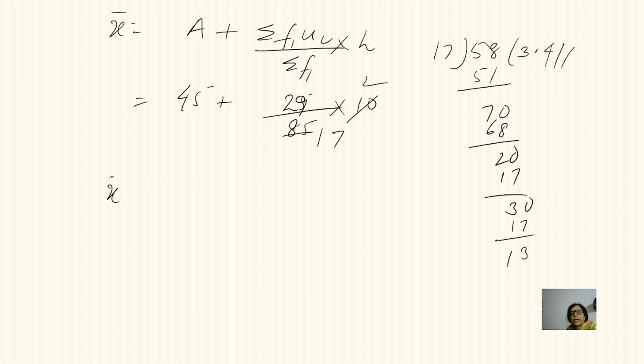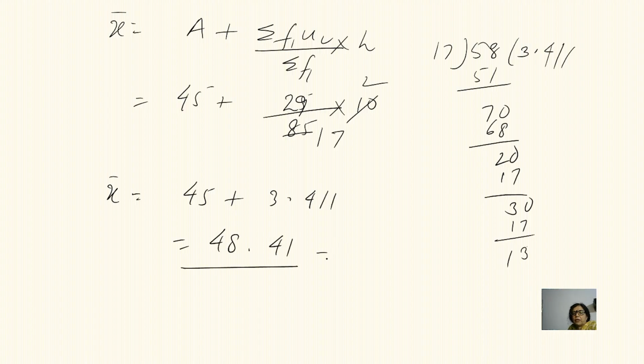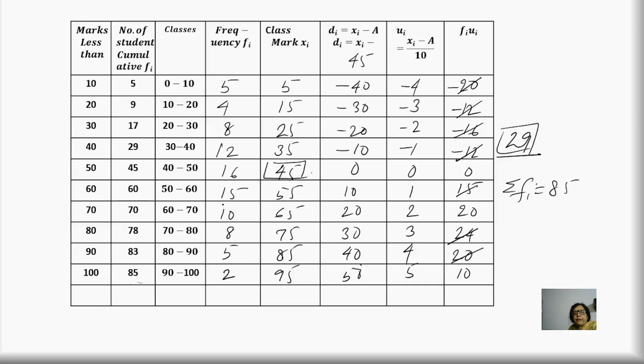So final answer X mean will be equal to 45 plus 3.411. That gives us 48.41. Or you can just keep it as 48.4 because this one in any case will not have any impact over here. So that is the final mean marks. And you can see in the table that most of the children are securing marks between 40 to 50. We have 16 children securing the marks, and this is 15. So in between this itself, the mean will have to come.